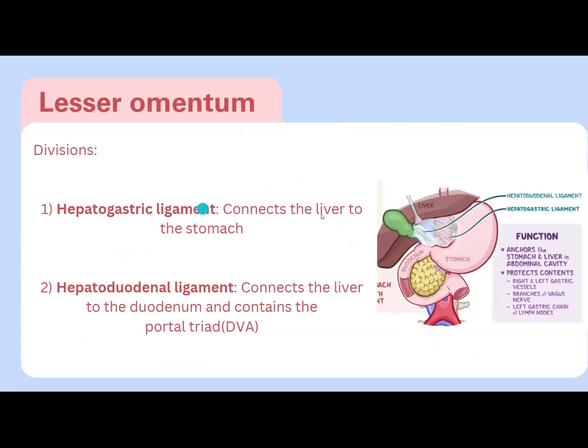Okay, so the lesser omentum is made up of the hepatogastric ligament, which is this part right here. It connects the liver to the stomach. Hepato, liver, gastric, stomach. The other part is the hepatoduodenal ligament. Hepato means liver, duodenal means duodenum, and it connects the liver to the duodenum and contains the portal triad that we talked about. Okay, what is the function of the lesser omentum? It anchors the stomach and liver in the abdominal cavity.